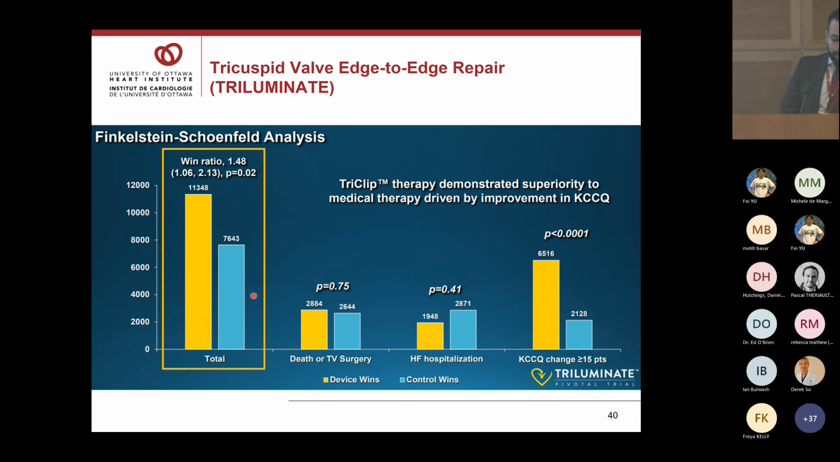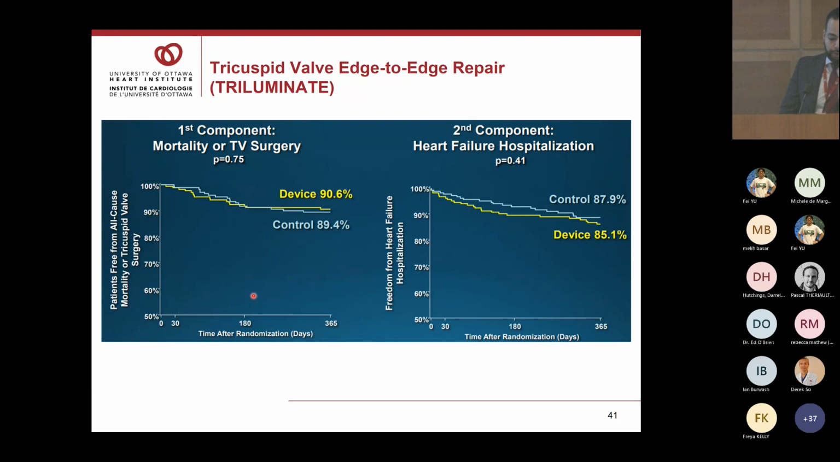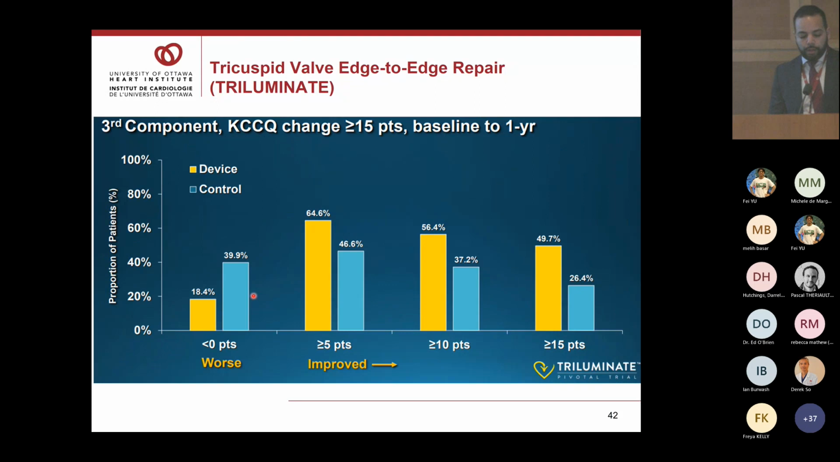They actually showed superiority for their primary outcome, but this was primarily driven by improvement in their KCCQ score, which is subjective, obviously. So with regards to their hard clinical endpoints, there was no difference in mortality or need for tricuspid valve surgery, and there was no difference in heart failure hospitalization. So primarily driven by a difference in KCCQ score of greater than 15 points.